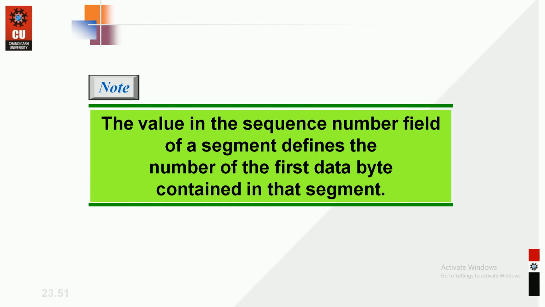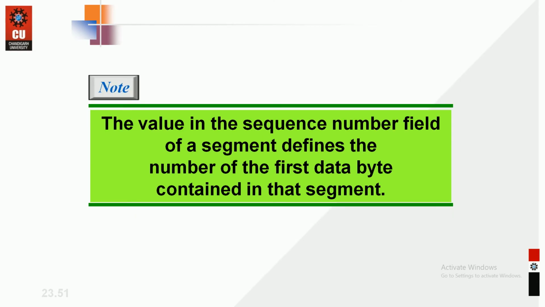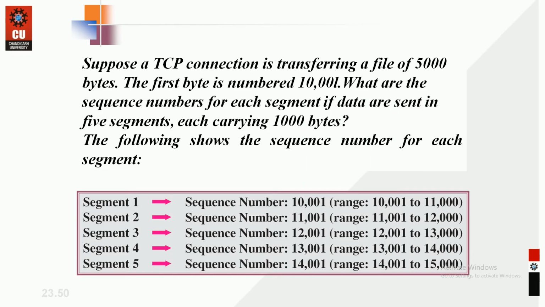The value in the sequence number field of a segment defines the number of the first data byte contained in that segment. The value of the acknowledgement field in a segment defines the number of the next byte a party expects to receive. So the value in the sequence number field defines the number of the first data byte contained in this segment. Now this sequence number 10,001, this is the first data.